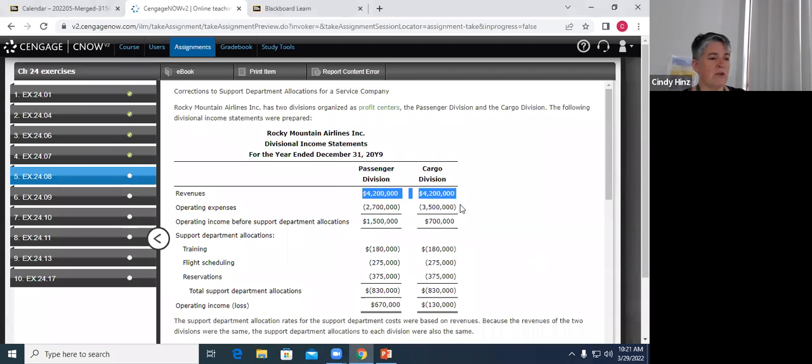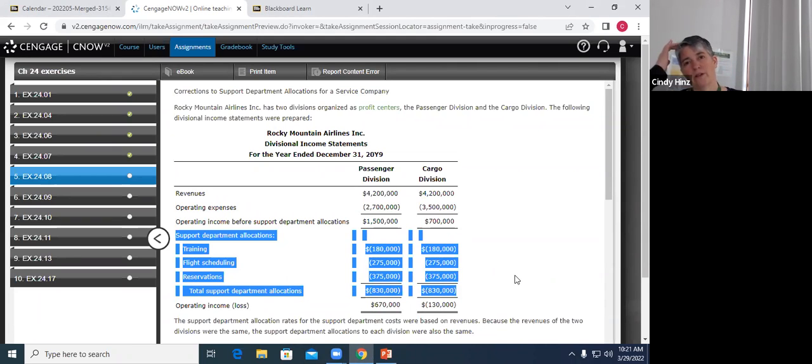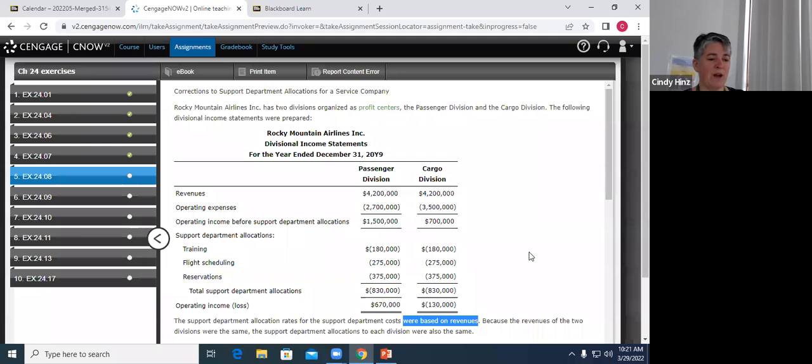The passenger and the cargo division have exactly the same revenues. That may or may not be connected, we'll keep reading, but it may be connected to what we see here, that each of the 2 divisions was given 50% of the cost of each one of those support departments. It tells us right here: the support department allocation rates were based on revenues, which may not have any connection to the actual usage of training, flight scheduling, and reservation systems.